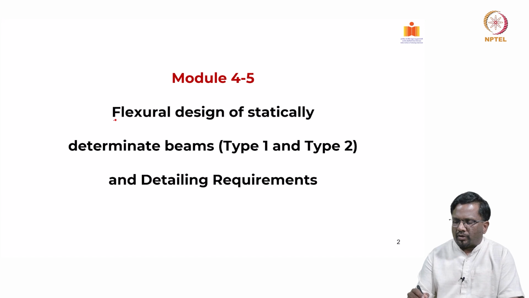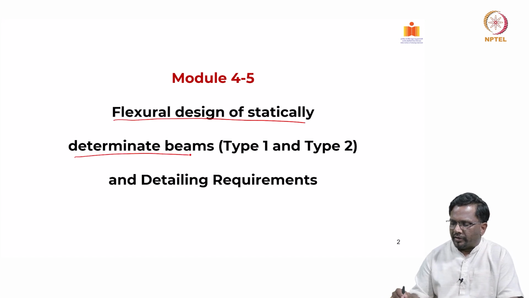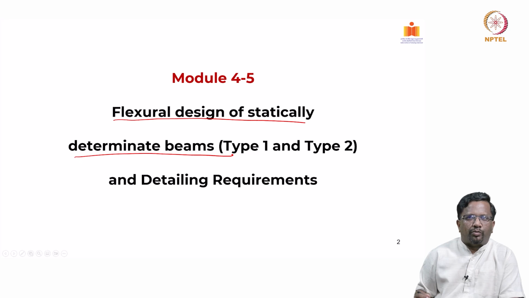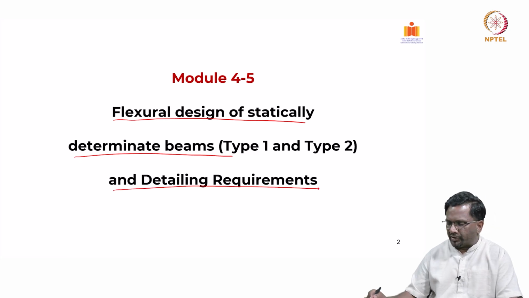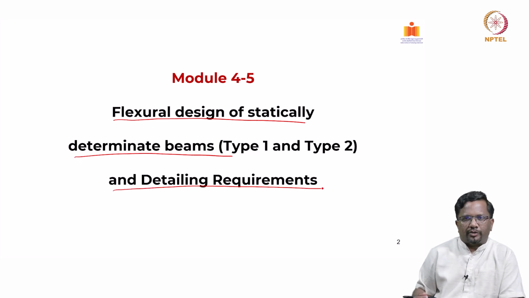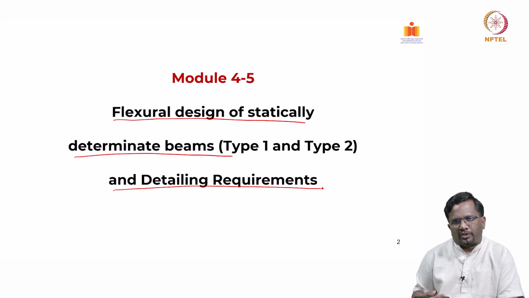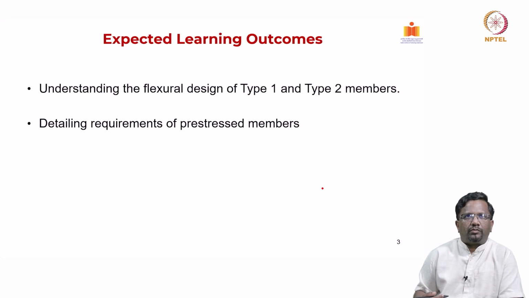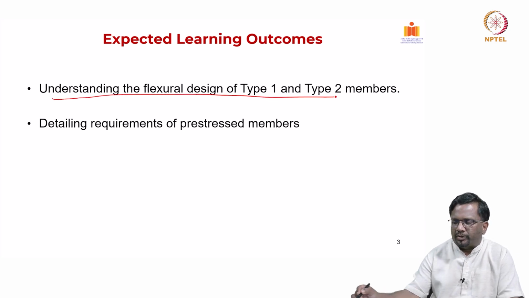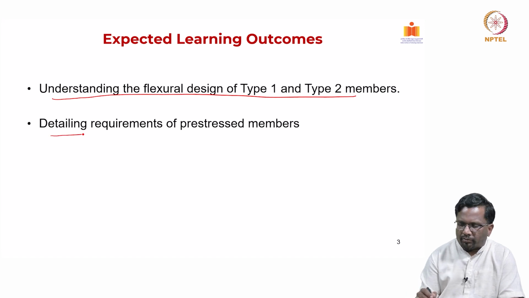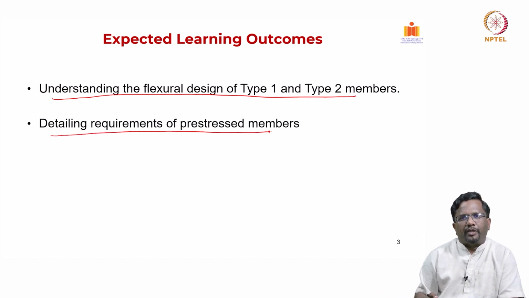In this, we are going to talk about flexural design of statically determinate beams, type 1 and type 2, and also we will spend some time on the detailing requirements. That means how to put the steel, what are the minimum requirements for steel, both pre-stressing steel as well as non-pre-stressing steel, and so on. The expected learning outcomes are understanding the flexural design of type 1 and type 2 members and detailing requirements for pre-stress members. These are the main expected learning outcomes.